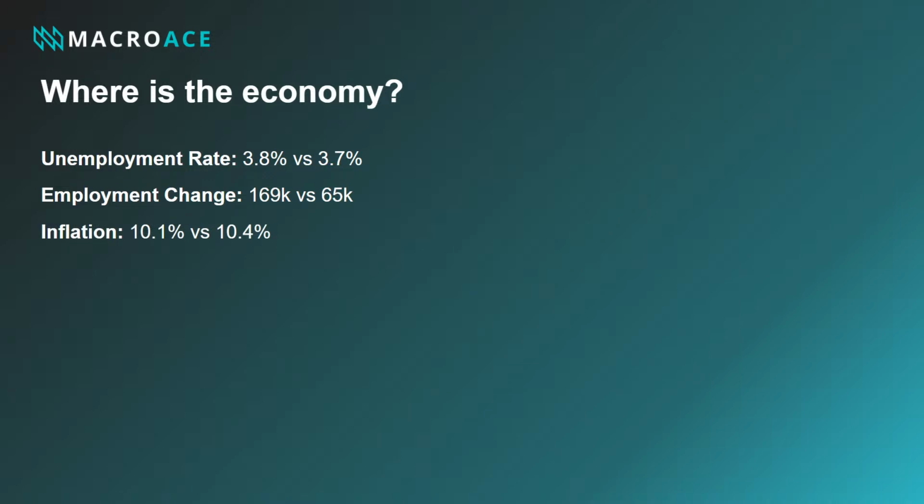Inflation rate, as said, stuck in the double-digit range at 10.1%, compared to the prior of 10.4%. Average weekly earnings year on year, again another sticking point for the Bank of England with the potential for a wage-price spiral, at 5.9%, which is unchanged.